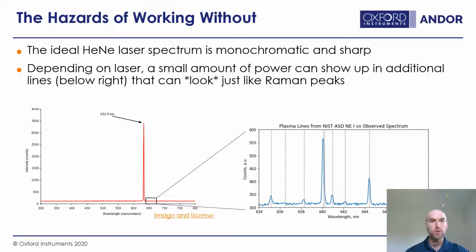So just a quick cautionary tale about the hazards of working without a cleanup filter. This is trying to troubleshoot a problem where we were getting some mysterious lines in this Raman spectrum. Turns out the helium neon laser, we didn't have a cleanup filter in front of it. So even though it's supposed to look like this, a beautiful sharp monochromatic emitter at 632.8 nanometers, if you were to look way down here in the noise in this full spectrum, you'd see some other lines coming from other transitions of ions in the laser tube.